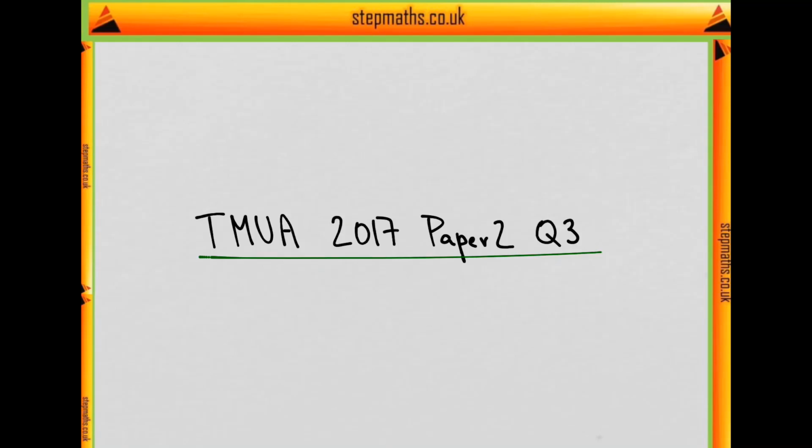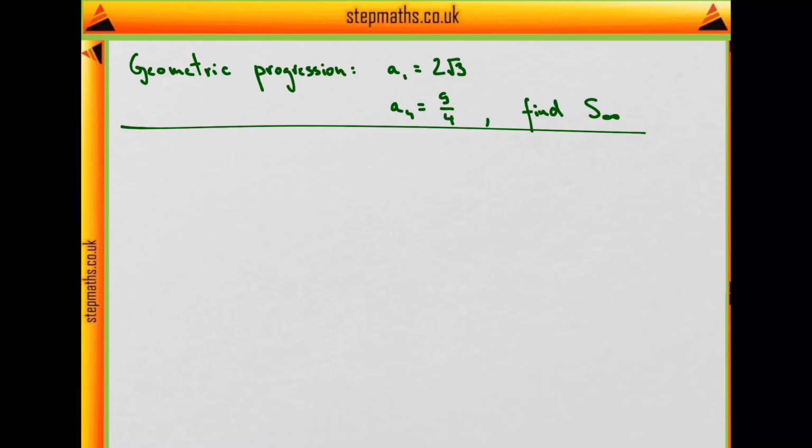In this video, we'll look at question 3 from the second paper of the 2017 exam. In this question, we have a geometric progression whose first term is 2 root 3 and the fourth term is 9/4. And our task is to find the sum to infinity, so the sum of all the terms of this geometric progression.